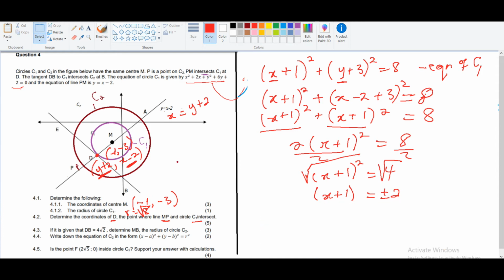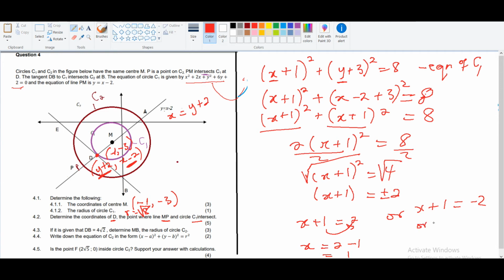Okay, then what do we have? Then that means we have x, now you have x plus 1 equals 2, or x plus 1 equals negative 2. Transpose this product to the other side. Then you have x equals 2 minus 1. So what is x? 1.